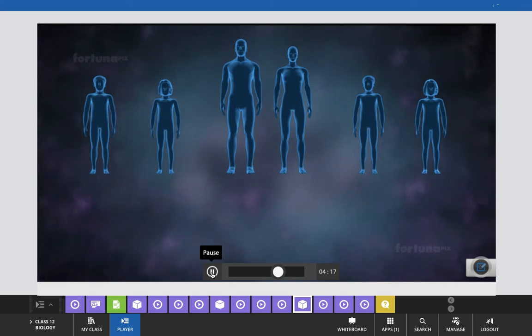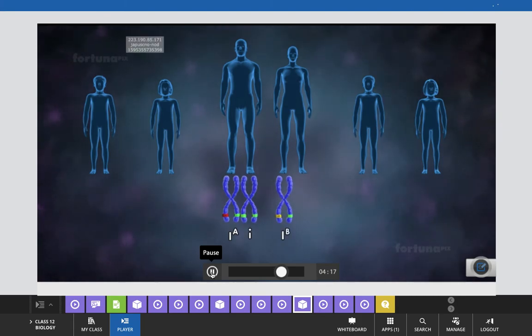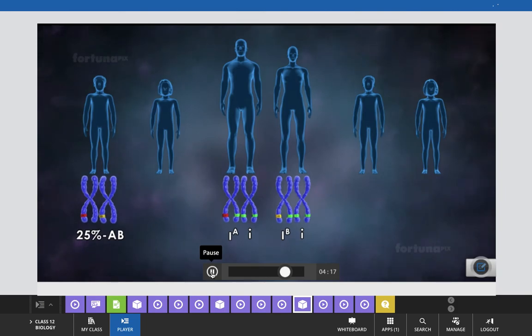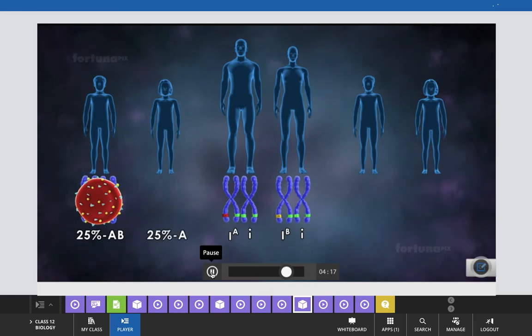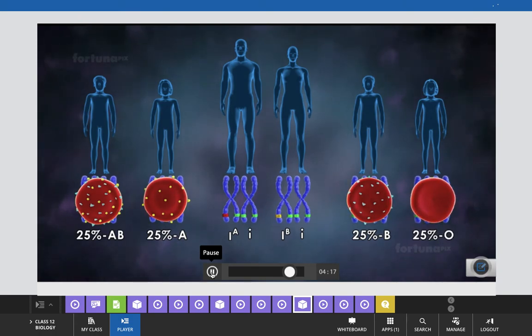Let's look at a case in which one parent has a dominant IA allele and one recessive allele i, and the other parent has one dominant IB allele and one recessive allele i. In this inheritance, both dominant alleles will pass to 25% of the children through a codominant pattern, resulting in blood group AB. 25% of their children will have group A, 25% will have group B, and the remaining 25% will have both recessive alleles, group O.